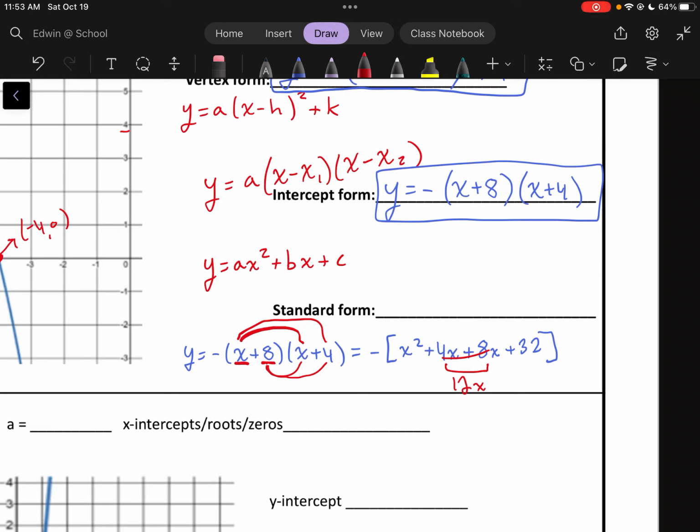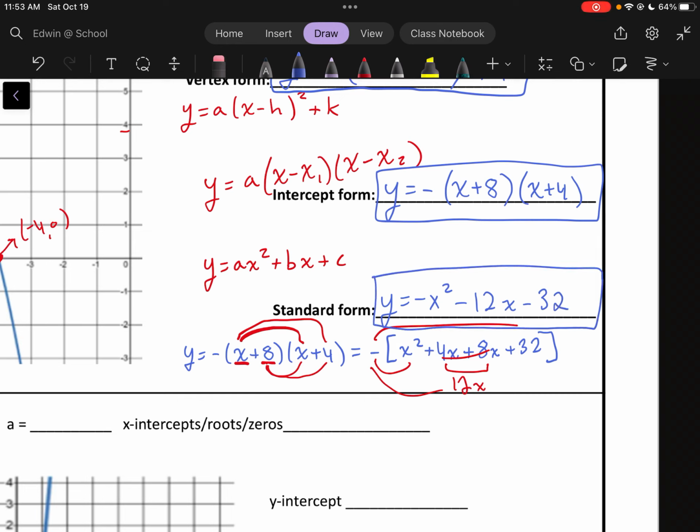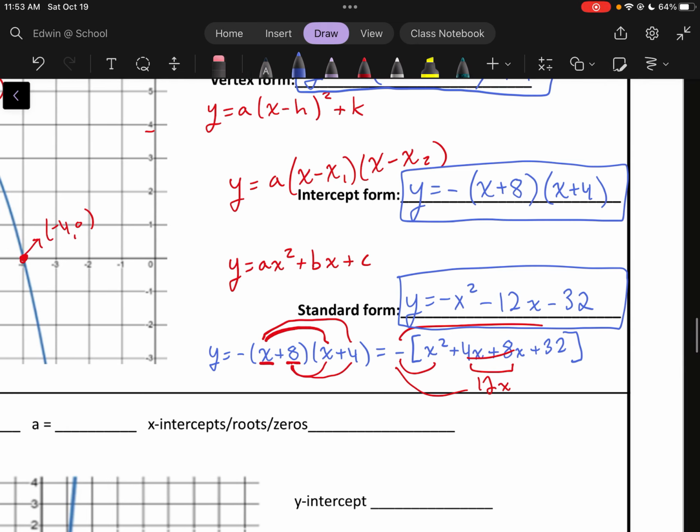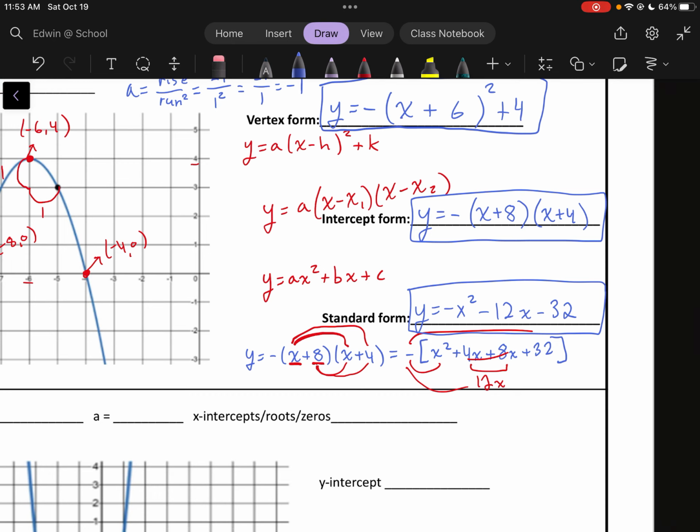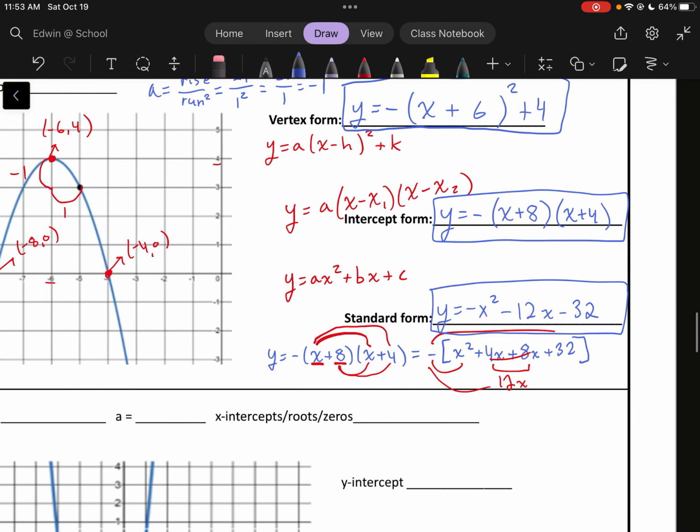And now our last step is to distribute this negative to each one of these terms, giving us all of these values but in negative. So we're going to have y equals negative x squared minus 12x minus 32. There we go. So it's about FOILing, remembering how to multiply binomials, making sure to distribute that negative correctly, and making sure we know our multiplication.